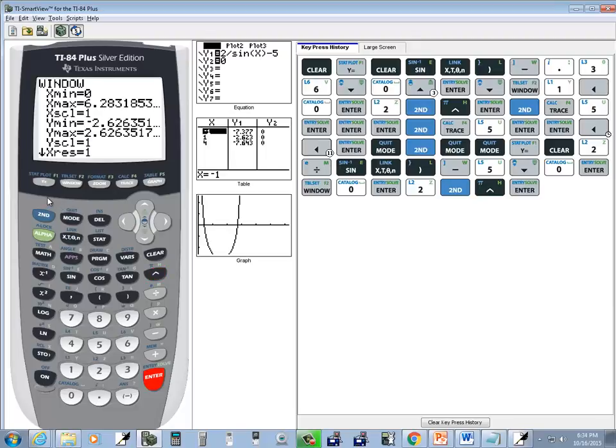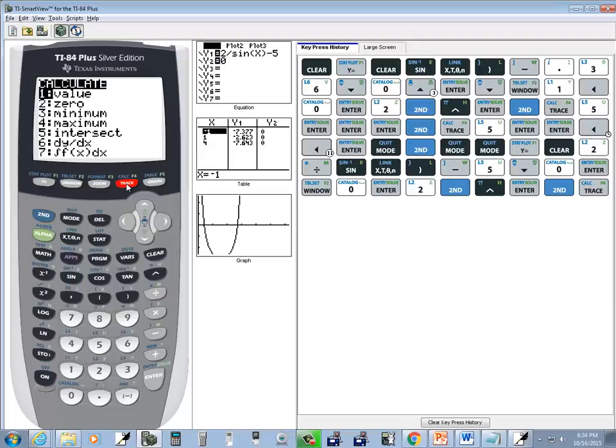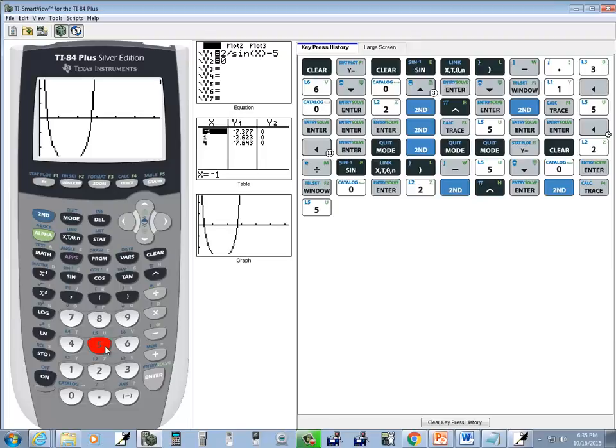Okay, now we want to do our second trace. We want to choose 5 for intersect. Now our answer is going to be where it crosses the x-axis. So it looks like we have 2 answers here. So I do enter on first curve, enter on second curve, and then you move your flashing cursor over closer to the answer you're trying to find.